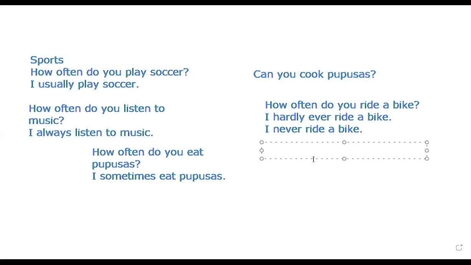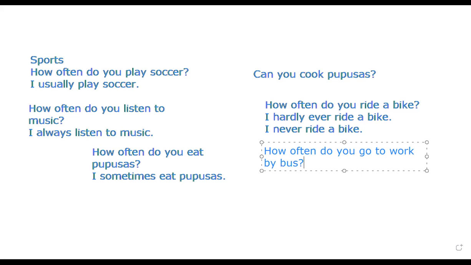What about take a bus? Sometimes. Okay, let's see the question. How often do you go to work by bus? Yeah, teacher, I know it's take a bus. Okay, we can use this expression too. How often do you go to work by bus? Or how often do you take a bus to work, para el trabajo?